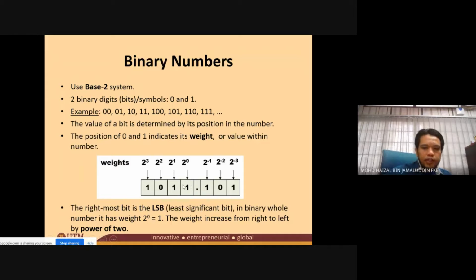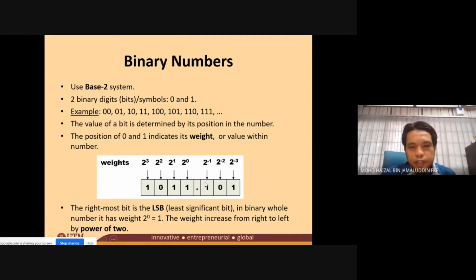The weight increases from right to left by the power of 2. Okay, here is the least significant bit. Here is the MSB, most significant bit. So the least significant bit is the smallest part of the bits. The MSB, most significant bit, is the biggest bit of the numbers.